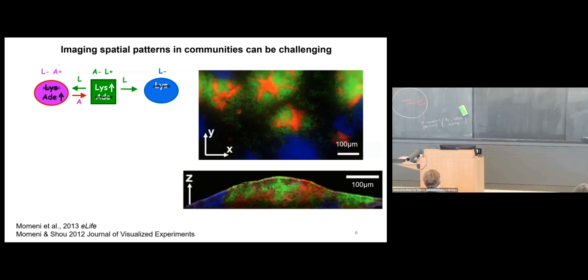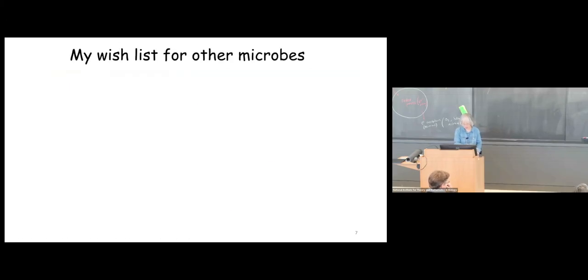And you can see here, the red and green cooperators are mixed, but the cheaters are excluded, and they cannot grow as tall as this. So there's certainly valuable information hidden in this community structure, but it's not readily accessible. So that is one of the challenges.